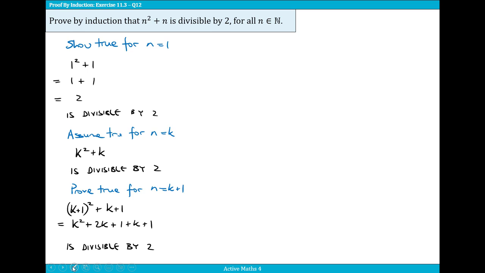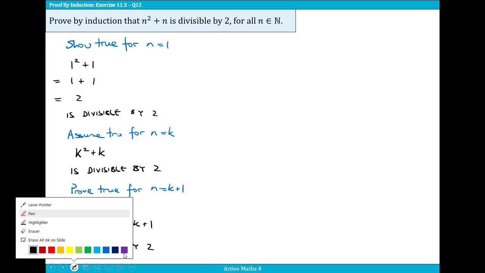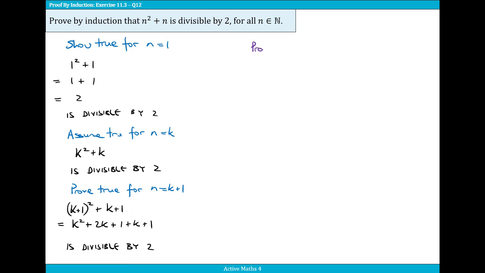Okay, so how do we start the actual proof? We always return to the assumption. The assumption was that k squared plus k is divisible by 2. Well, that means that it's equal to 2 times something, and we just call the something m. So m just represents some number. k squared plus k is divisible by 2, so it's equal to 2 times something. I'm just going to underline that.